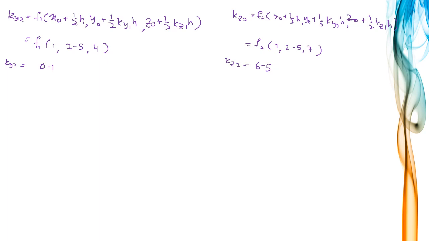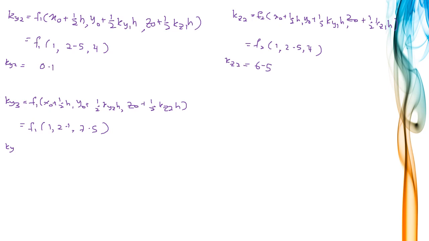Next, we calculate ky3. This is the formula: f1(x0 plus half h, y0 plus half ky2 h, z0 plus half kz2 h). I substitute all the values, so I will have f1(1, 2.1, 7.5). Then I substitute into f1, so I will have ky3 is equal to 0.0635. So this is my kz3: f2(1, 2.1, 7.5). So my kz3 is 9.6.